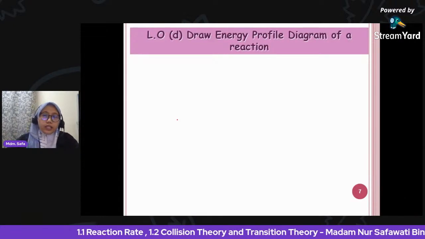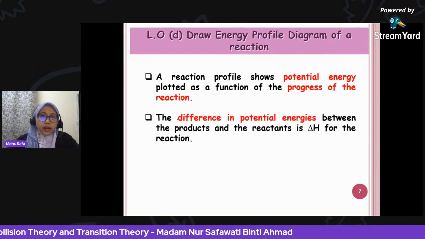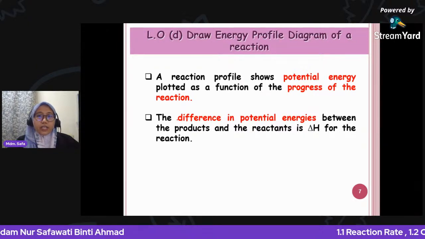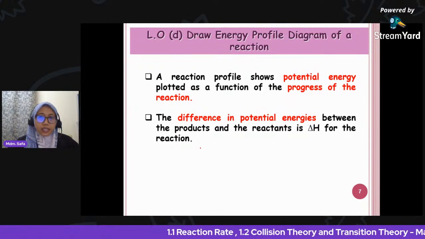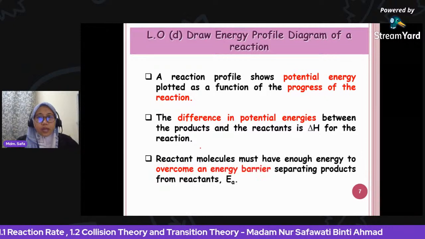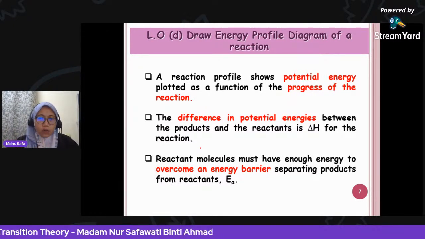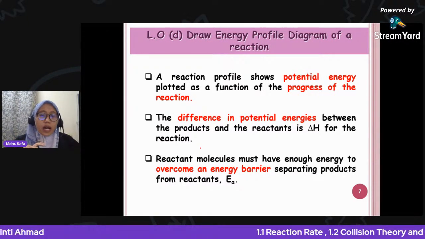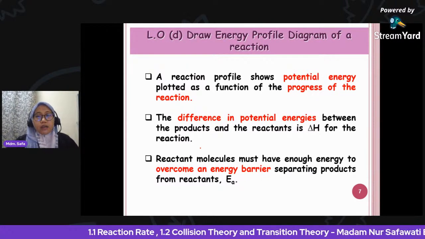Draw energy profile diagram of a reaction. Reaction profile shows potential energy plotted as a function of the progress of the reaction. The difference in potential energy between the product and reactant is delta H for the reaction. So we have two types. Sekarang delta H ada positif and ada negatif. Kita akan tengok nanti. And reactant molecules must have enough energy to overcome an energy barrier separating product from the reactant. EA. Alright.